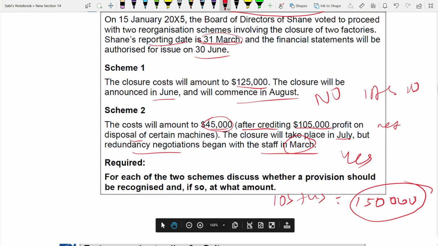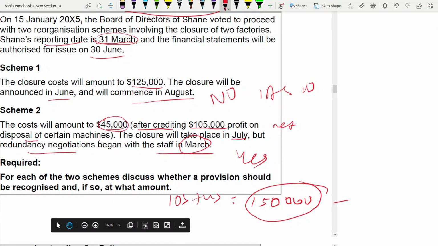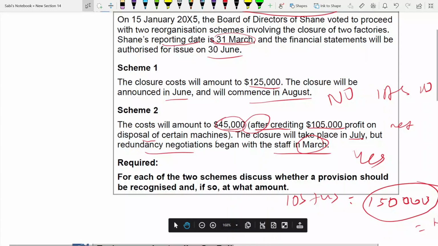Right? The cost must have been 150,000. But what did you do? You deducted 105,000 from it, and then you got the net cost as 45,000. It's not allowed. You cannot net off like that, because they told after crediting you are getting 45,000. If it was before, then no need. Then it would be 45,000. Be very careful. Each word plays an important role. After, before, right? That's why. So the cost is 150,000, the provision.